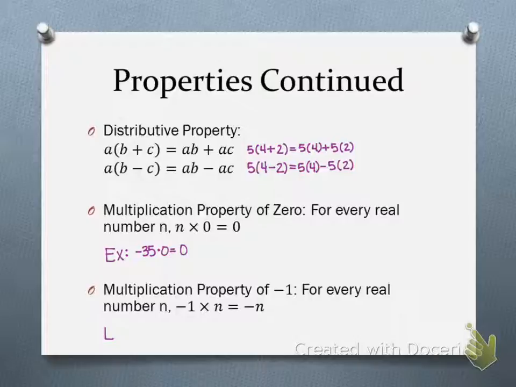Our next property is the multiplication property of negative 1. And it states for every real number n, negative 1 times n equals negative n. Okay, so you would flip the sign of whatever n is. So for our example, we have negative 1 times negative 5. So negative 5 would be our n. And on the right side of our equal sign, it has negative n. So we would flip the sign, and now it becomes positive 5. You can also think of it as when we're multiplying two negatives, you know it's going to be a positive.